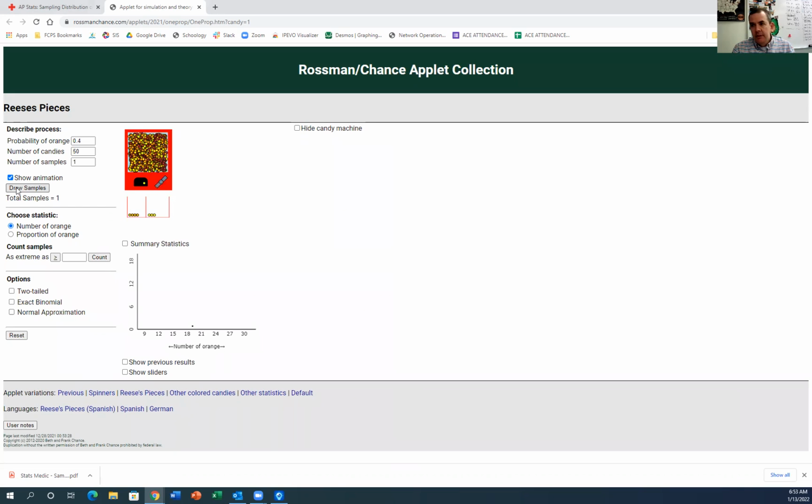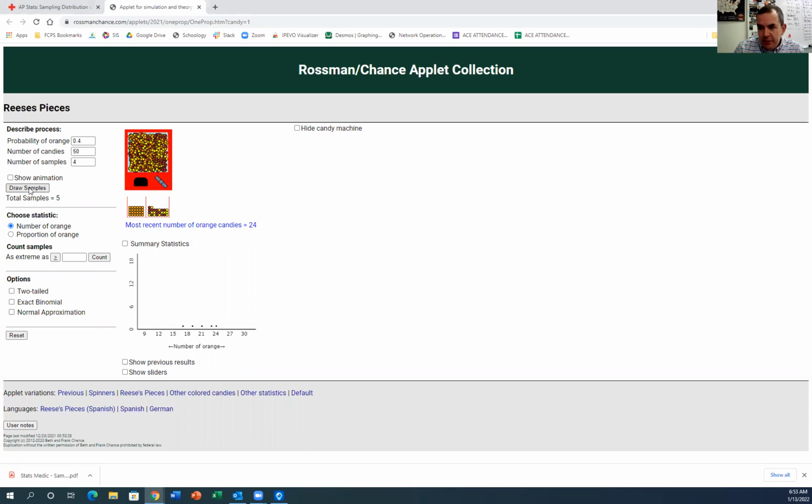So what will happen is this. I'll draw a sample. What it's doing is pouring the candies out and counting them up: orange, yellow, and brown. When we get to 50, I got 19 the first time. So now I'm going to do it 4 more times. I'll turn off the animation because it goes a little bit quicker.